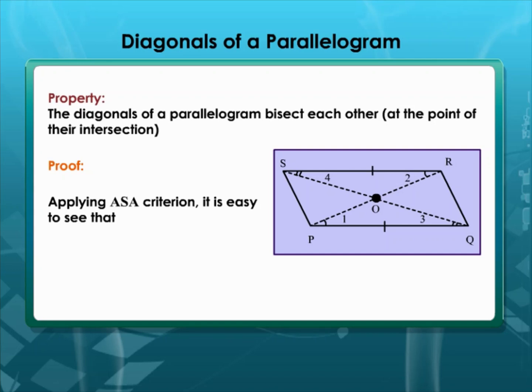Applying ASA criterion, it is easy to see that the triangle POQ is congruent to triangle ROS. This gives PO is equal to RO and QO is equal to SO.